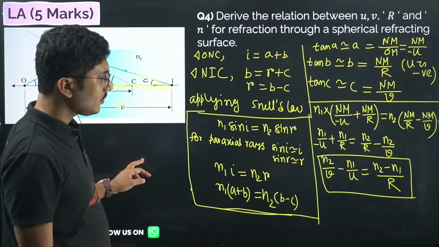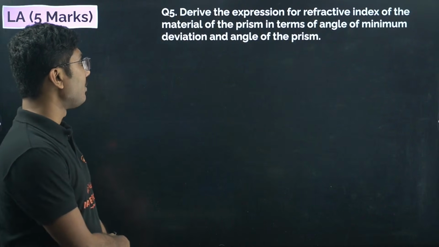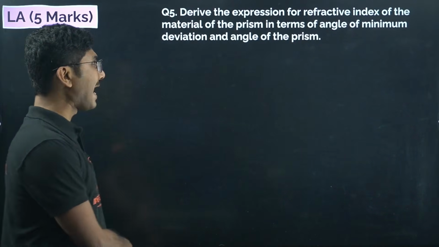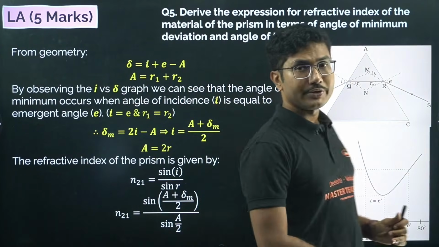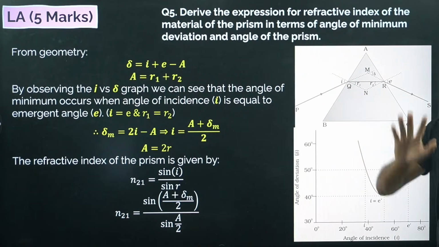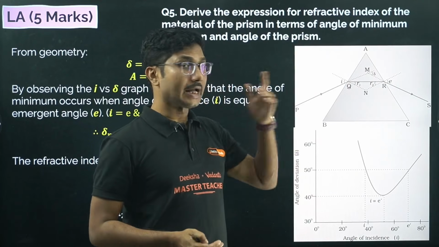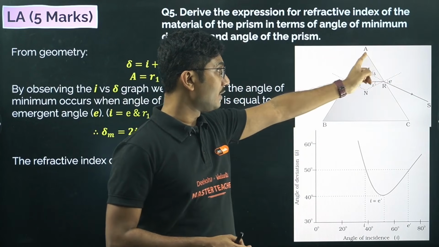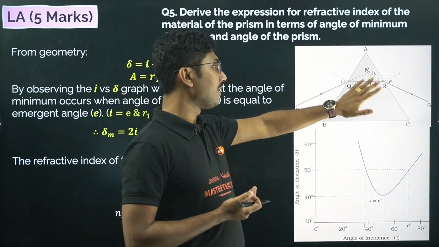Okay, now next, derive the expression for refractive index of a material of a prism in terms of angle of minimum deviation and angle of the prism. So this is another common derivation coming from this chapter. First of all, these two diagrams are compulsory in this derivation. In the first diagram you have to mention angle of incidence, angle of emergence, angle of prism, R1, R2, delta. So this diagram is very, very important.